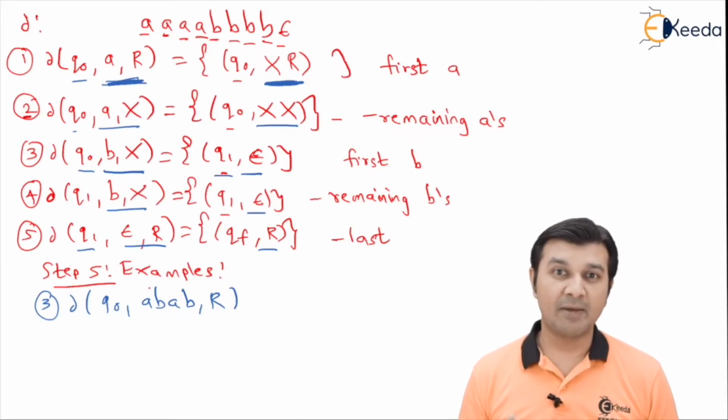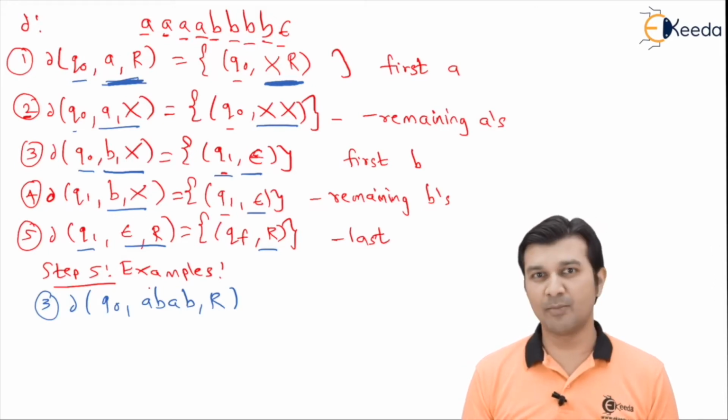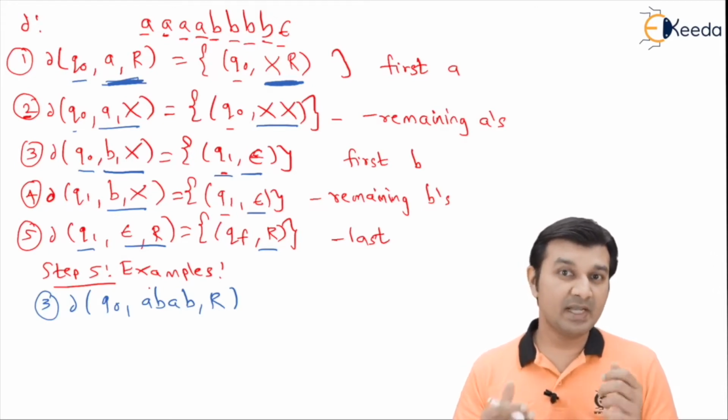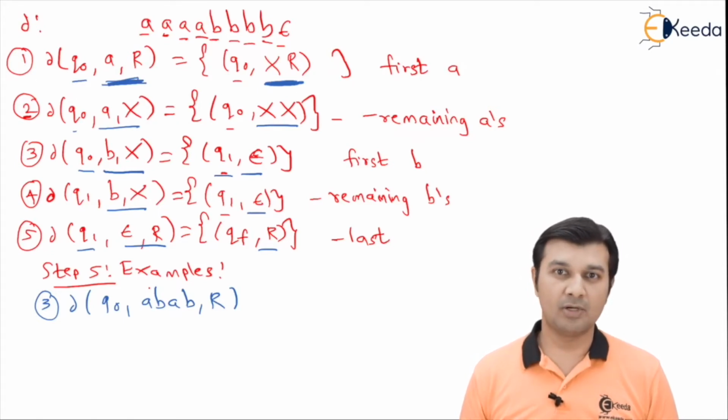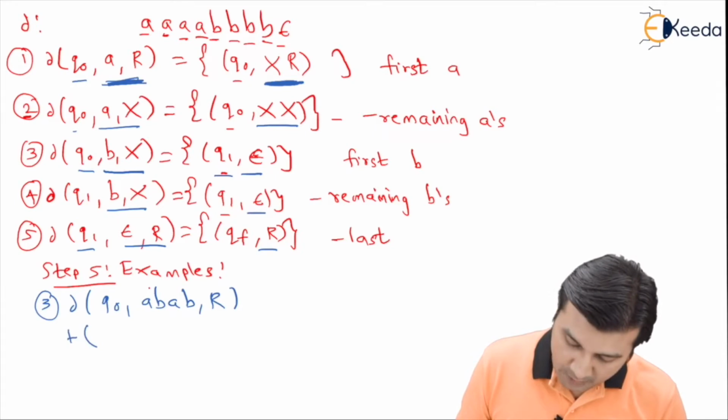But the language over here was A raised to n, B raised to n. That means equal number of A's should be before equal number of B's. So this is not the case. Number of A's and B's are equal, but ordering is not available over here. So let us try to do it.